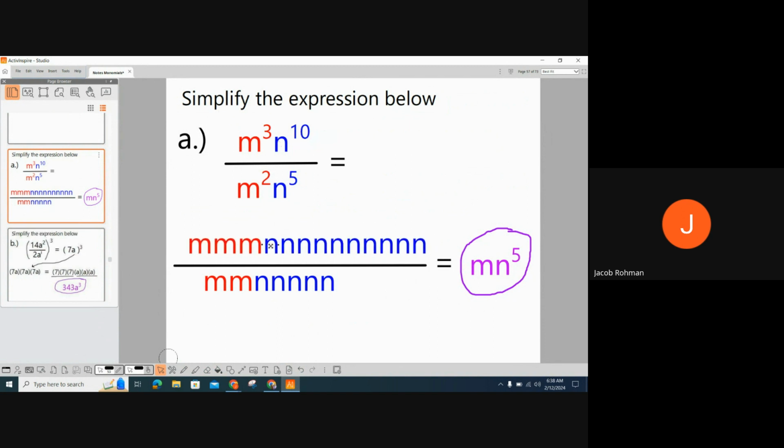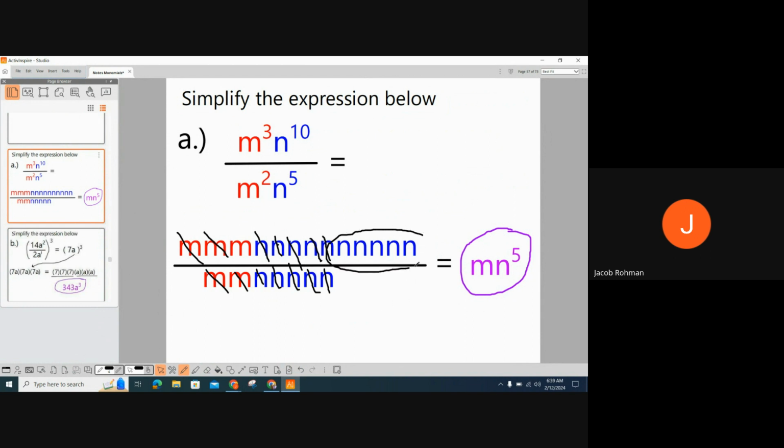I went ahead and wrote that out up here at the top of this and expanded it, and the same thing on the bottom. So again, when we're dividing out these m's, m divided by m is 1, this is 1, and then here we've got all these n's, 4 of them will divide out with 4 of the n's here, and you'll be left with 1m here, and then n to the 5th power. So that's where we get this expression over here.